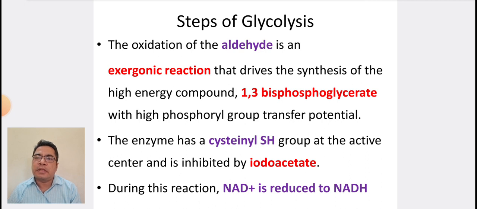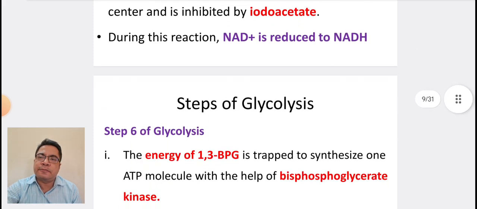The enzyme has a cysteinyl SH group at the active center and is inhibited by iodoacetate. During this reaction, NAD+ is reduced to NADH.